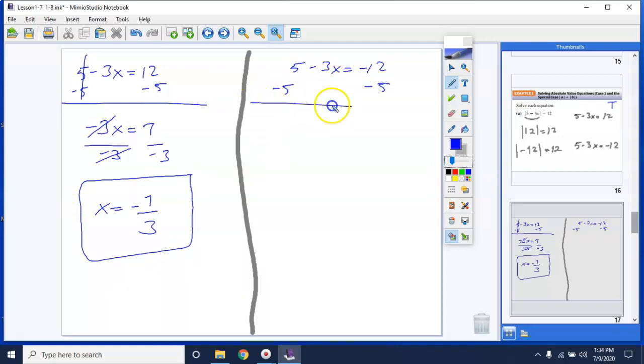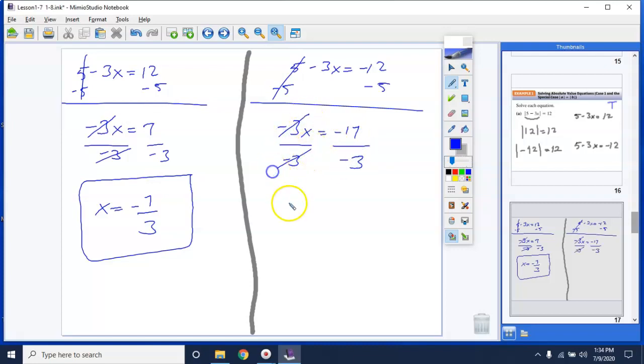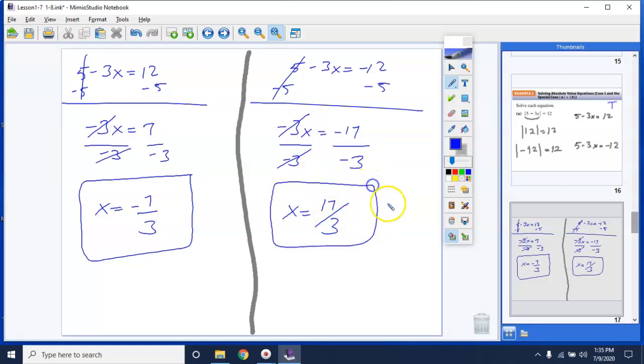Let's check the other one. Minus 5, these two cancel. Negative 3x is negative 17. If I divide both sides by negative 3, these two cancel. These two negatives make positive, so 17 over 3, that's my answer. So we solved it and we got two solutions.